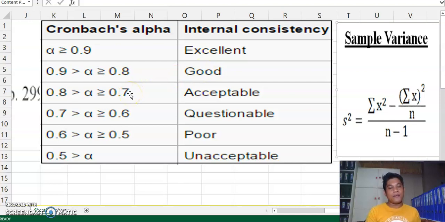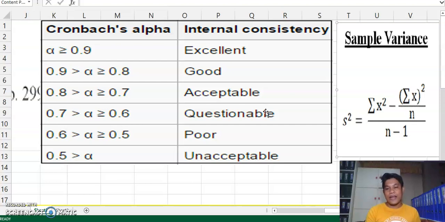But if your reliability after the computation of Cronbach Alpha is greater than or equal to 0.7 but less than 0.8, then the level is just acceptable. Well, there's no problem with the questionnaire. It's still acceptable by the people. So you can proceed to data gathering. However, if the alpha is greater than or equal to 0.6 but less than 0.7, your questionnaire is questionable, meaning you have to analyze each item.